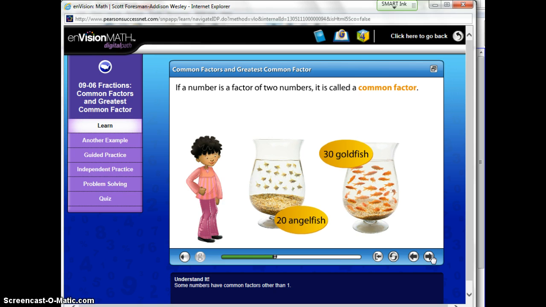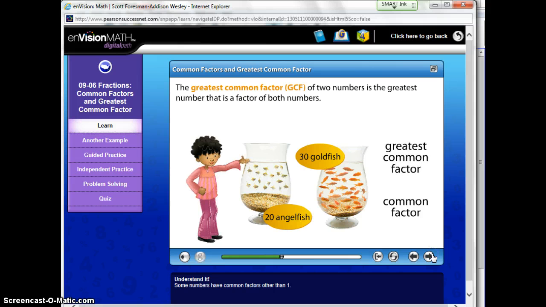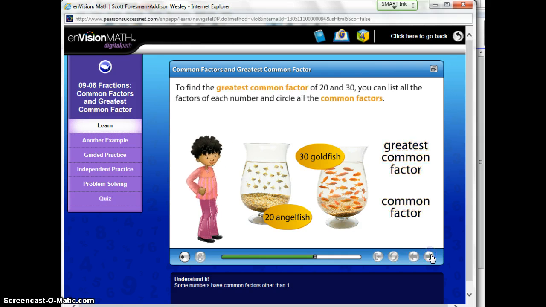Finding a number that is a factor of both of them is called a common factor. But our goal today is to find the greatest common factor, the biggest number that will go into both of those. That's going to help us do better at finding equal fractions. Okay, let's move on here.